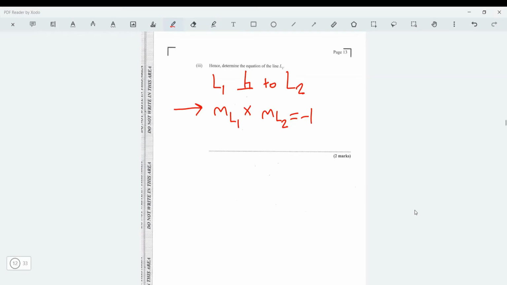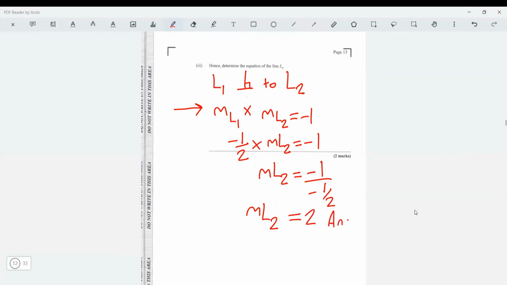But the gradient of L1 is what? Negative a half. So negative a half times the gradient of L2 is -1. So the gradient of L2 is -1 divided by negative a half. -1 divided by negative a half means that the gradient of L2 is 2. So that's the gradient of L2. Nice. That's that.